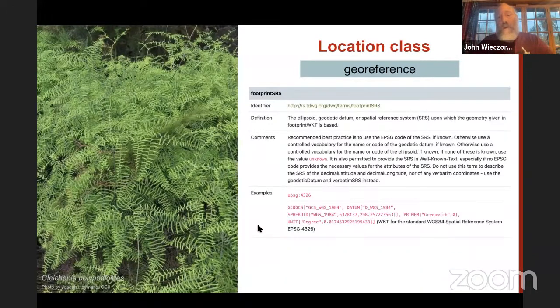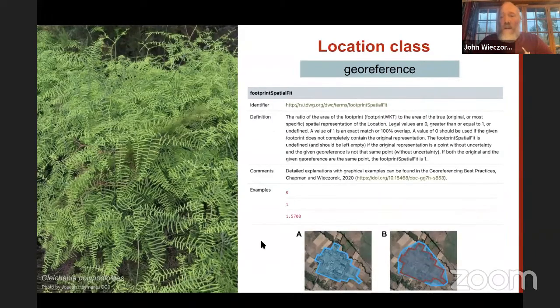Along with the footprint WKT comes the footprint SRS. This is the verbatim SRS, the value that you want to accompany the shape, telling us what coordinate reference system it is in, because it may be distinct from the others. Again, footprint spatial fit, like the point radius spatial fit, is a measure of how well the polygon that we're providing represents the actual place.